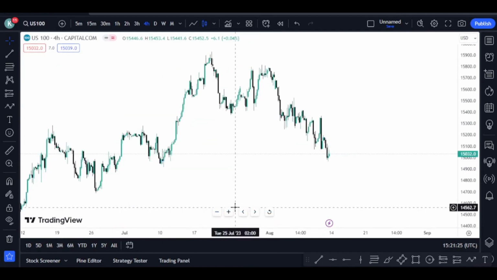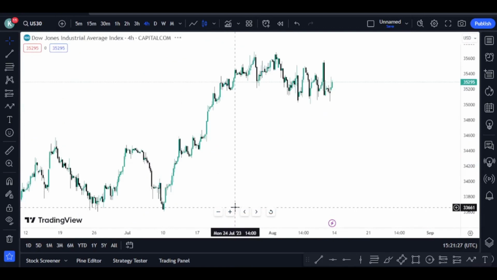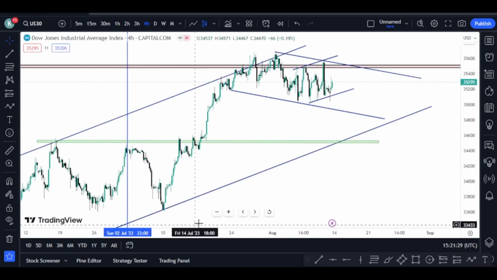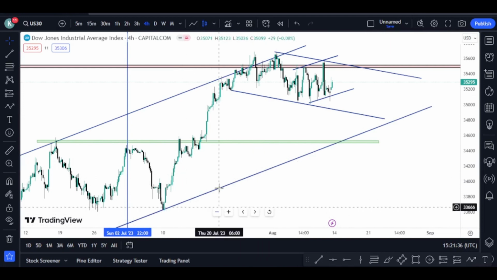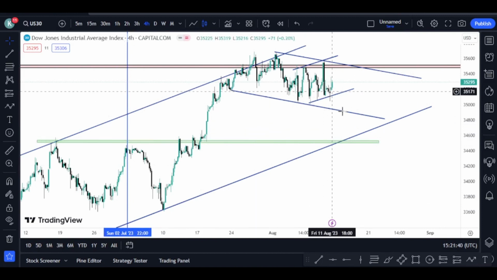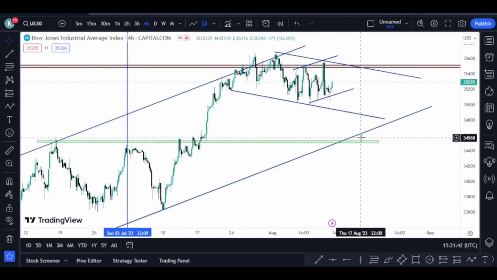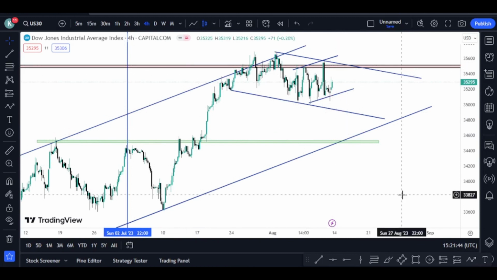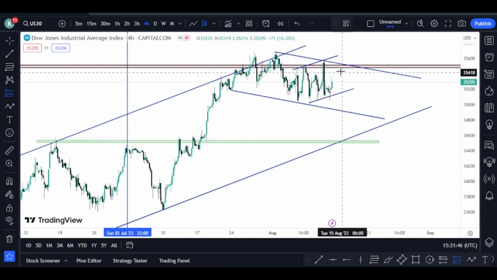Let's go down to US 30. This is what we got for US 30. We got this happening, right? This is our setup for the week. We got trend lines, support, resistance. So if price breaks down, we're going to look to this trend, right? But we're looking that price will maybe pull up to here.